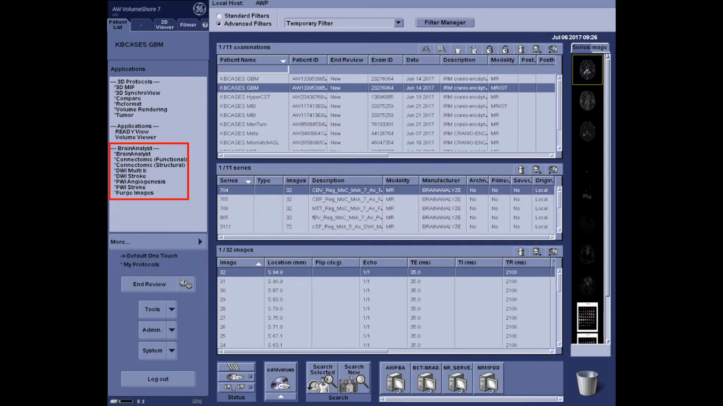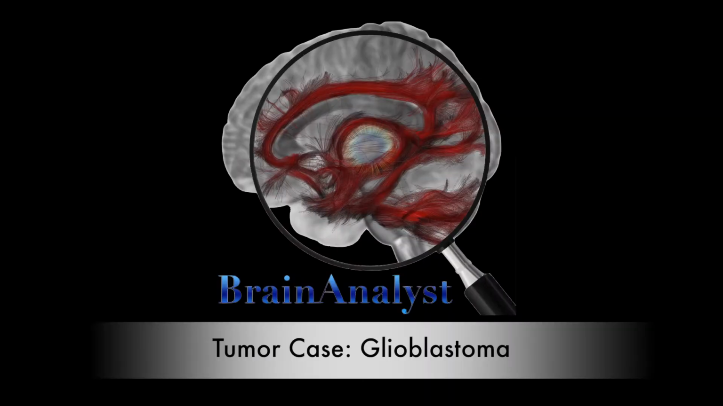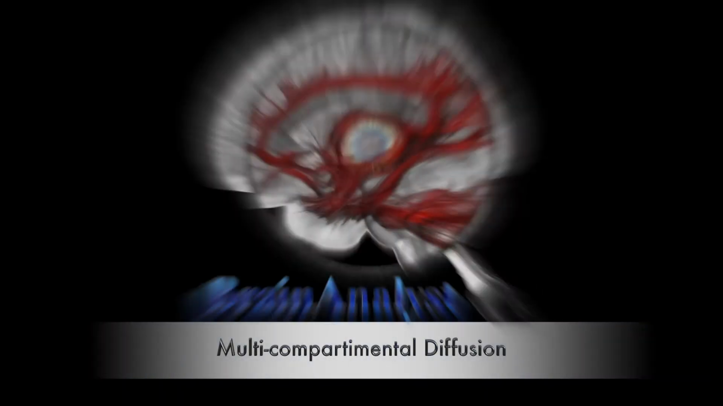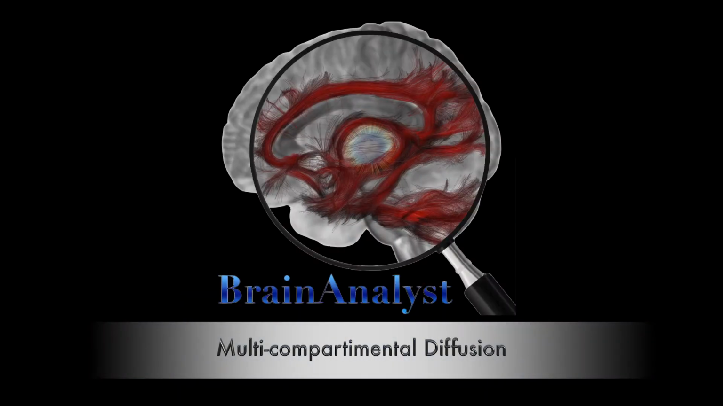So to see how it's working, let's have a look at some practical cases. First case, brain tumor, glioblastoma. The main issue with brain tumors is to be able to differentiate between edema and tumor cells involvement. In this specific case, MR diffusion, especially multi-compartmental or multi-B diffusion, can help. But what is multi-B diffusion?